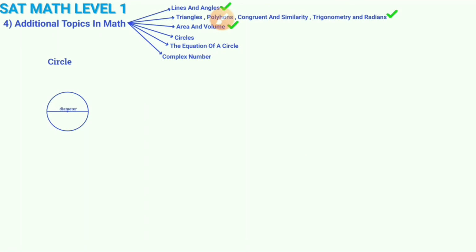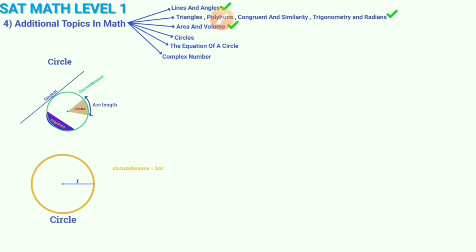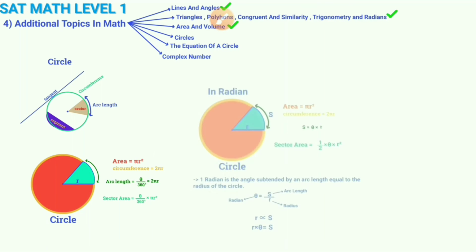Circle. This is the radius, this is the diameter, this is the chord, this is the tangent, and this is the segment, this is the sector, and this is known as the arc length, and this whole thing is known as the circumference, and then inside is known as the area, pi r square. This is the arc length, how you find the arc length, how you find the sector area. 1 radian is the angle subtended by the arc length equal to the radius of the circle. Okay, so there's a different story for a radian.